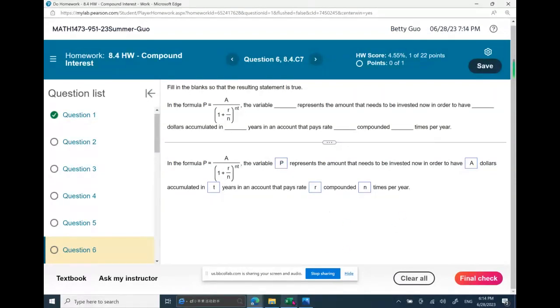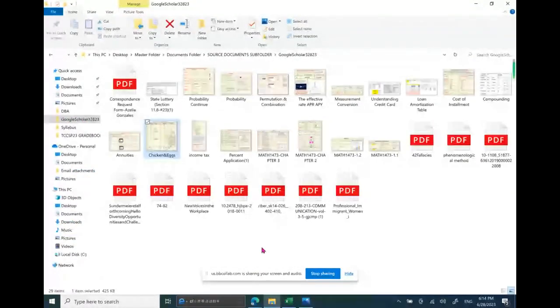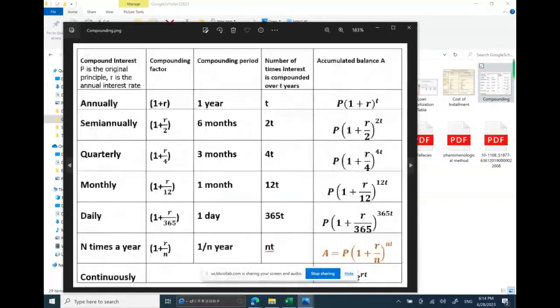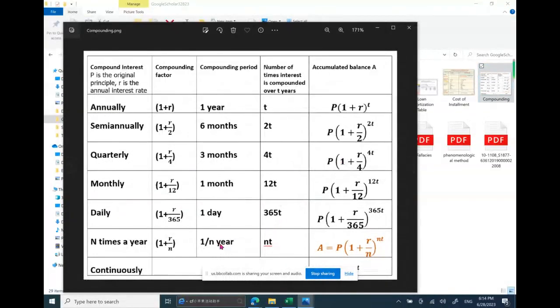We have the formulas in the guided note. Give me 1 second. I think I have another table note. Yeah, here. I have another table note to demonstrate the process with the corresponding formulas. Yeah, this is a good table.